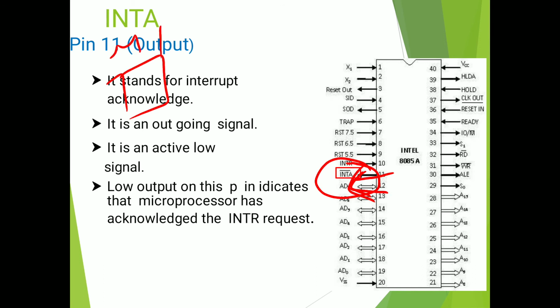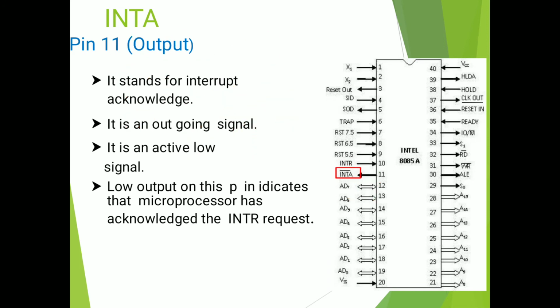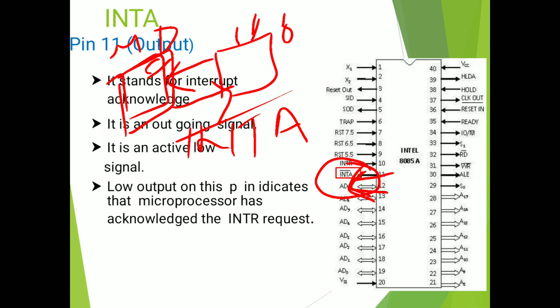Here is the microprocessor and there are the IO devices. Whenever the microprocessor receives an interrupt signal, either trap, RST 7.5, 6.5, 5.5 or INTR, after receiving the interrupt signal, the microprocessor has to acknowledge to the input output devices that it has received the interrupt signal. So the microprocessor acknowledges the peripheral devices through the INTA bar. This INTA signal or interrupt acknowledgement is sent by the microprocessor after INTR is received.